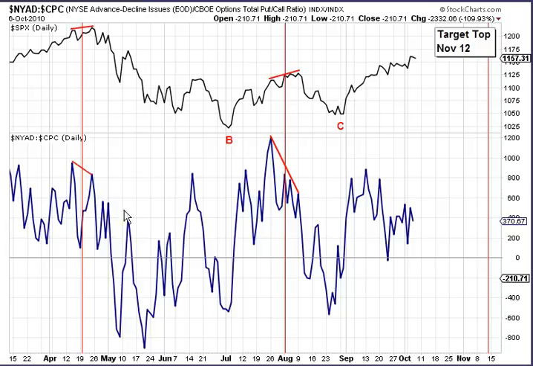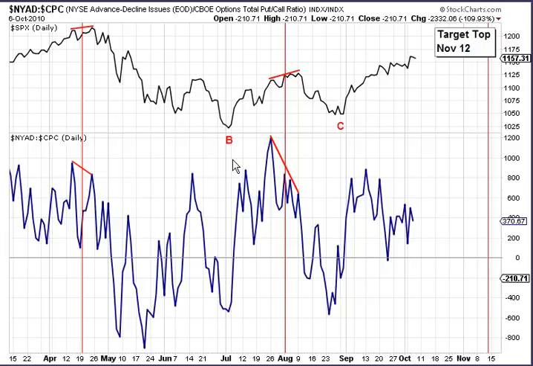So here's the chart of the momentum oscillator on the bottom and the S&P on the top. Starting with the split divergence at the late April top and using the split divergence at the early August top as a midpoint, you project a top date of November the 12th.